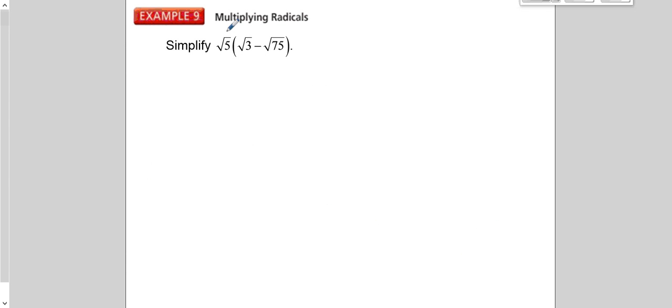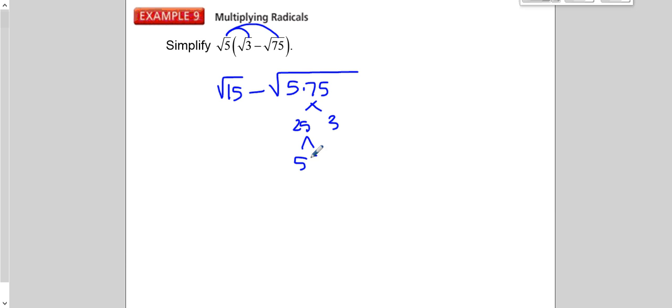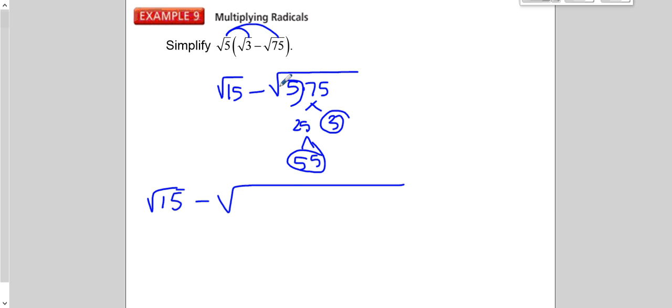Multiplying radicals. All right, multiply, multiply. Rad 5 times rad 3 is rad 15. Rad 5 times rad 75, I don't know what that is. And you know what? I'm not even going to figure it out because I'm going to break it down anyway. 75 is 25 times 3. 25 is 5 times 5. So we have rad 15 minus square root of 3 times 5 times 5 times another 5. So we have a 3 and 3 5s.